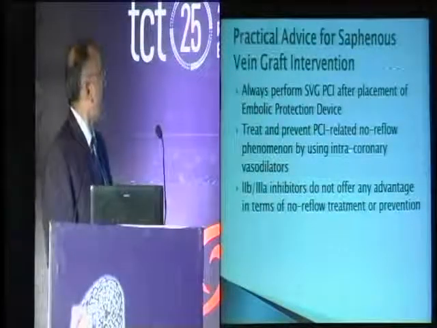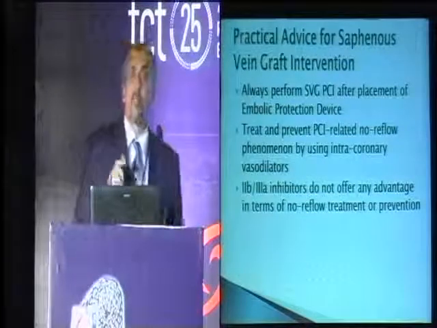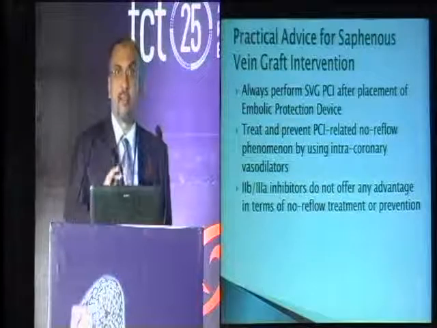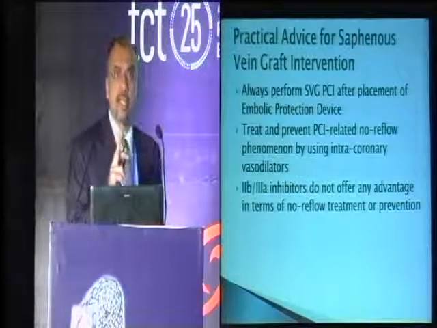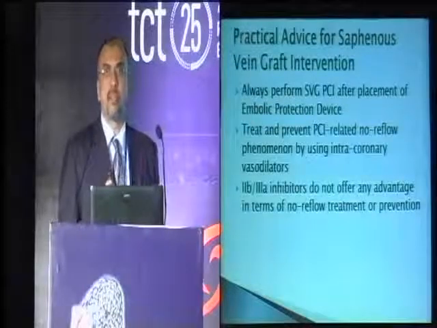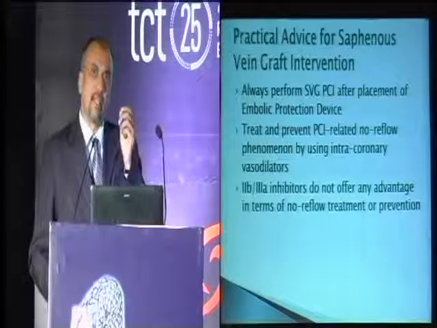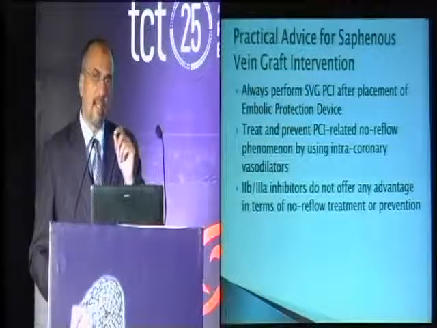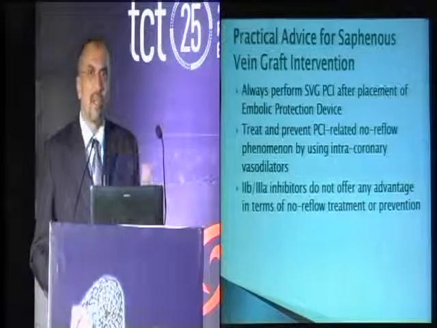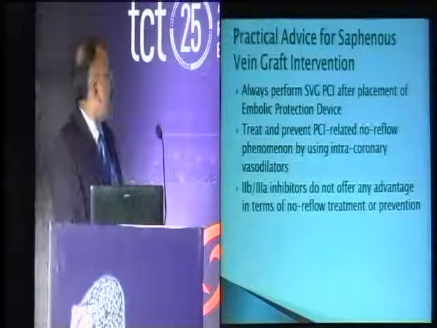So, in summary, always perform an SVG PCI after placement of an embolic protection device. The mortality comes down, except in one setting. The only setting wherein you need not use an embolic protection device is when there is a technical problem and it's not a degenerated graft and it's an anastomotic site lesion. So after that there is no graft at all. There is no thrombus burden.